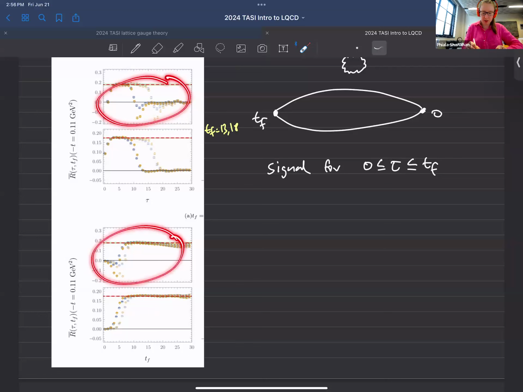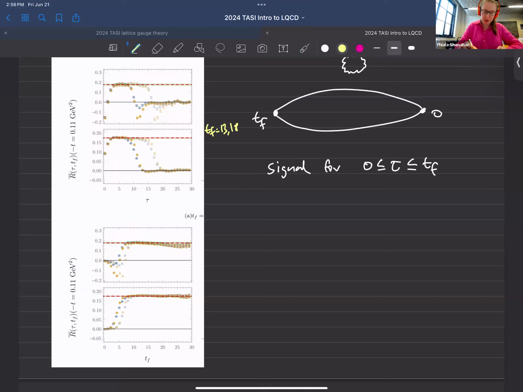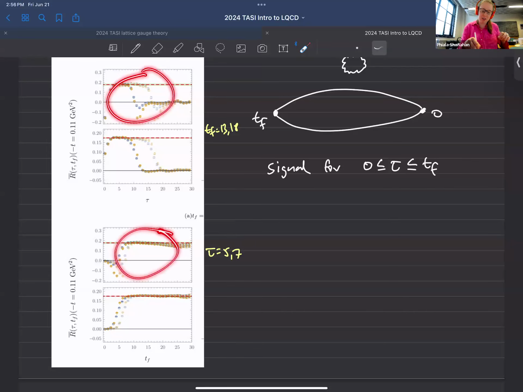This is exactly the same as this, just plotted on a different axis. This is now showing it for tau equals 5 and 7 as a function of TF. And so we're inserting tau at some fixed time. TF better be later than that time, otherwise you won't have a signal. So tau's inserted here at 5 or 7. TF later than that time, you see this plateau. And so you're fitting to these plateau regions. It's a higher dimensional space, right? These are just different projections of the same data.